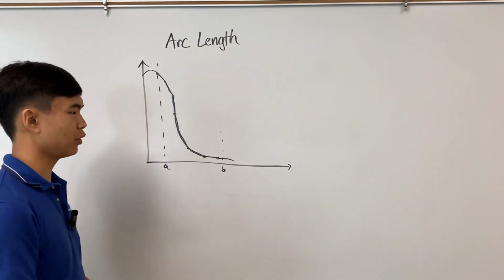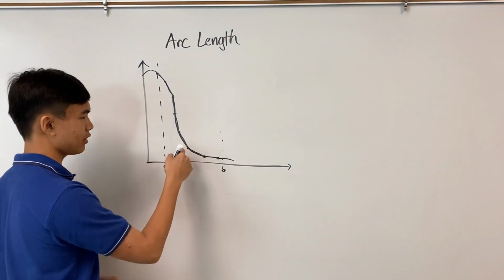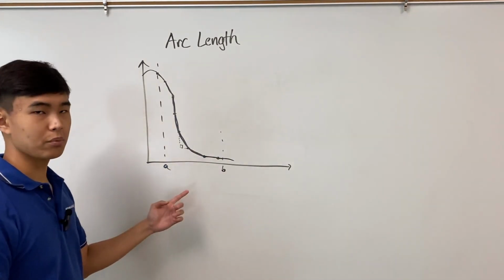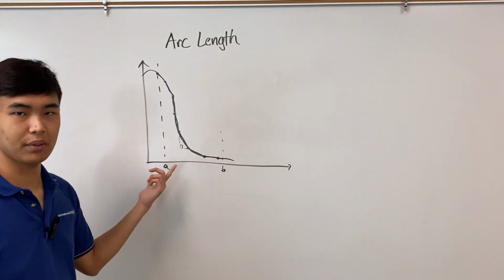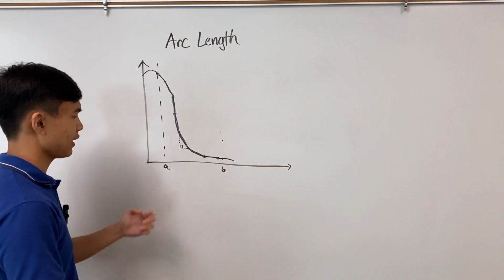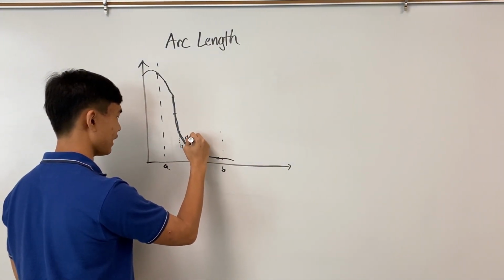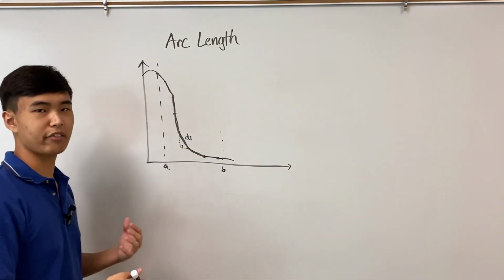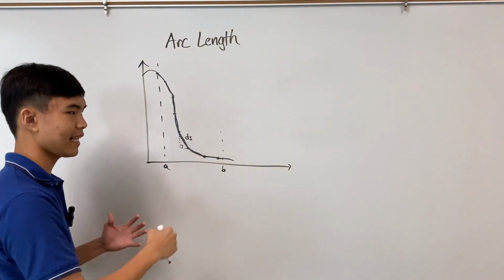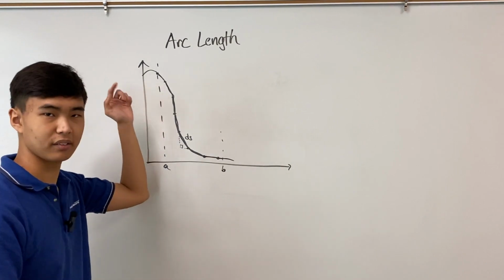But now let's examine one of these a little more closely. Let's take a look at this segment right here. So we can break it down into its x and y components like this. And then I'm going to say that this whole line is length ds. And remember, we want to add all of these ds's up to get the length of this line.